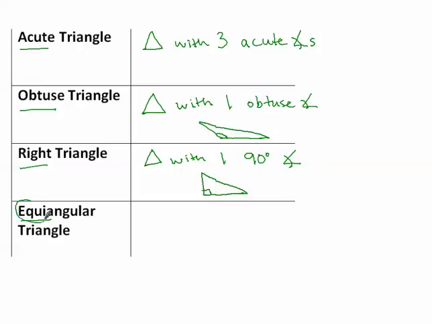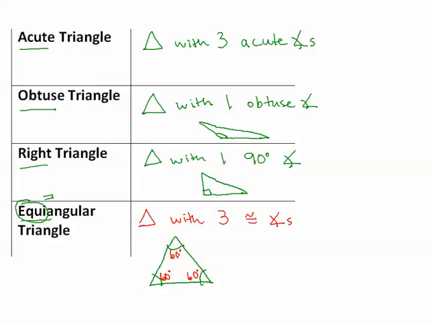Equiangular. Equi sounds like equal, and that's exactly what it is. All 3 angles are equal. All 3 angles are congruent, and if they're all congruent and they have to add up to 180 degrees, remember that those 3 angles have to be 60 degrees. So this is a triangle with 3 congruent angles. All of the angles are the same measure.